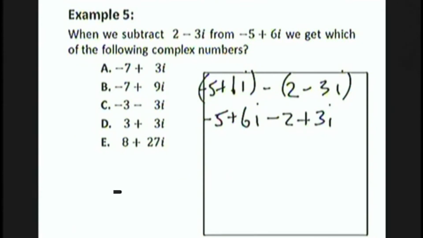Notice that I get negative 2 plus 3i when I remove the parentheses. Negative 5 and negative 2 is negative 7. 6i and 3i is positive 9i. That is choice B.